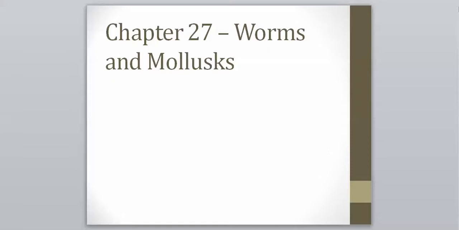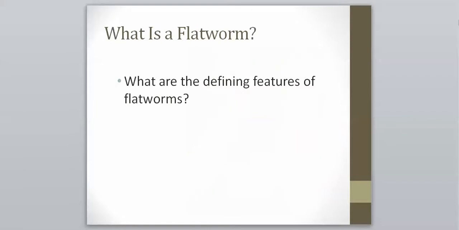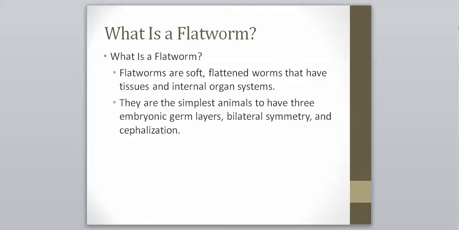So we're going to start off with the worms, and our first worm is going to be the flatworms. To start, we're going to look at what are the defining features of flatworms. Flatworms are soft and flattened, as the name indicates, and they have tissues and internal organ systems. They are the simplest animals to have 3 embryonic germ layers. So remember the endoderm, mesoderm, and ectoderm, and they have bilateral symmetry and cephalization. These are our most simple animals to display these 3 characteristics, which we usually use to classify complex animals. So we could say that they're our simplest complex animal, if you will.